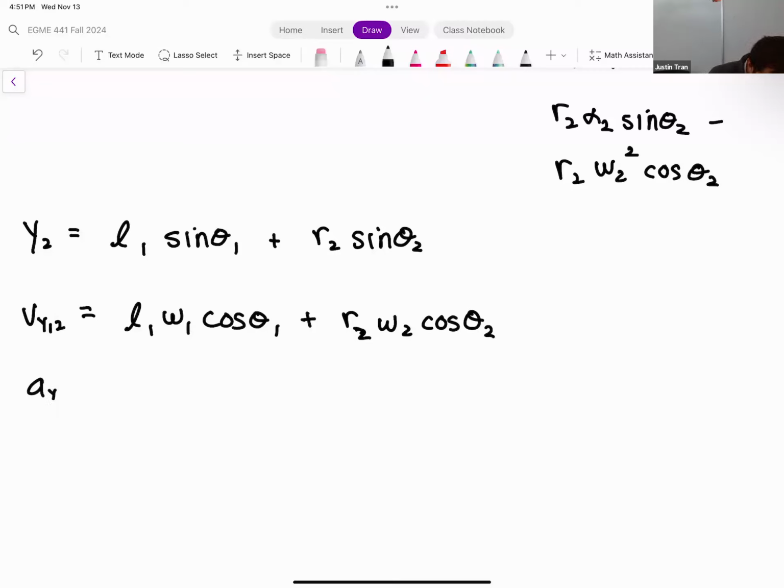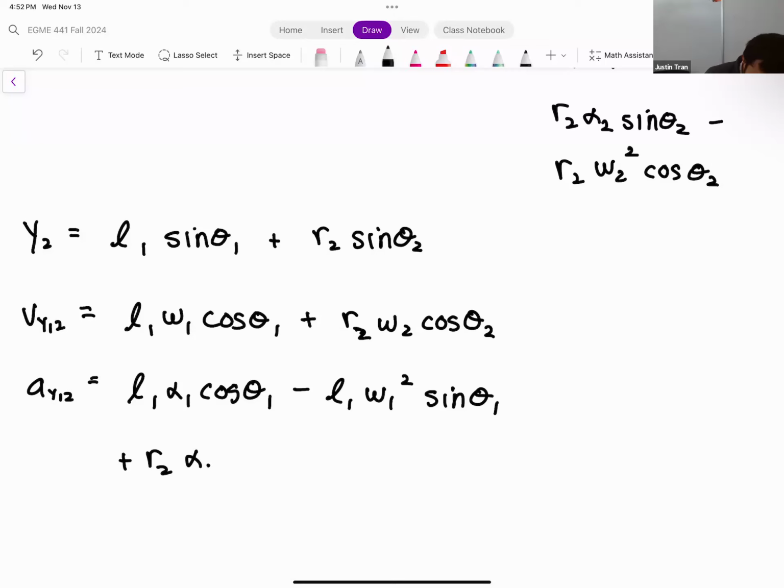We're going to take one more derivative of this expression. So we get ay2 is equal to L1 alpha 1 cosine theta 1 minus L1 omega 1 squared sine of theta 1 plus R2 alpha 2 cosine theta 2 minus R2 omega 2 squared sine theta 2.